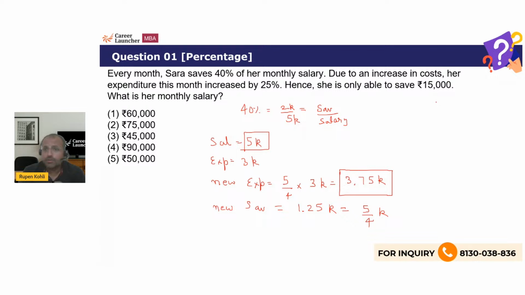that is given to be 15,000, right? So therefore, what does that tell me? 5 cancels, 3,000 into 4. So K is coming to be, right? 5 cancels. K is coming to be 12,000. So therefore, what was her initial salary, which is 5K, which is 5 into 12, which is 60,000. Perfect. Quite a basic one. Okay.